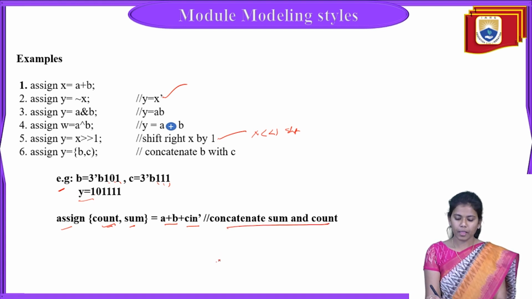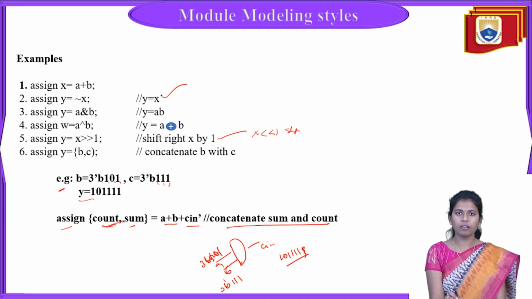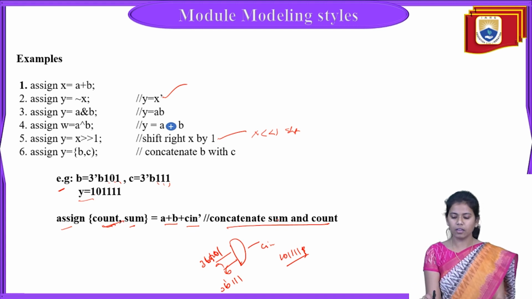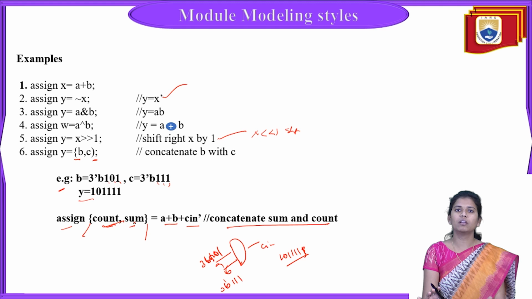So for example, a, b and this is c, I am counting 3'b101 and 3'b111. So my output would be 101111. So assign, count and sum: I am counting and then adding up. That is concatenate. See, these flower braces concatenate B with C, the flower braces, count and sum. This is one example to understand what a data flow is.